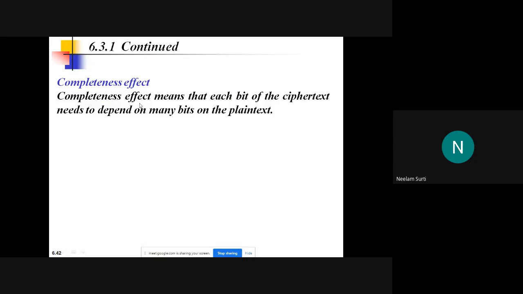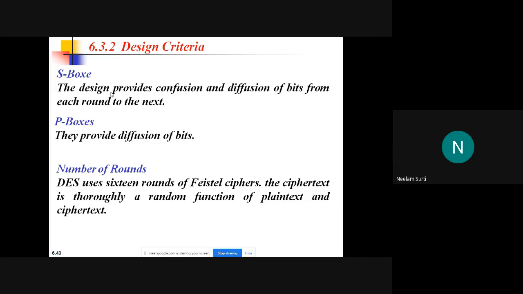What is the meaning of completeness? The completeness effect means that each bit of ciphertext needs to depend on multiple bits of plain text. Each bit of ciphertext depends on multiple plain text bits, and again it can be considered as diffusion: multiple plain text bits are diffused within a single bit of ciphertext. So the diffusion property, the completeness property, is incorporated into DES to make it more robust. That was the criteria.